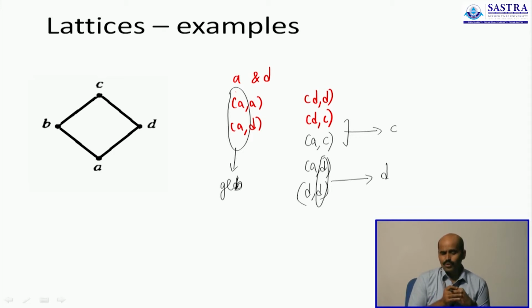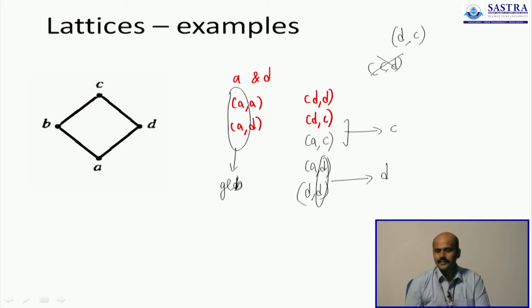Therefore, you will see that both C and D are upper bounds for both A and D. Both C and D are upper bounds. Now among these two, one must be the least upper bound, and that has to be the element D, because you find only the pair DC but not CD. You don't find CD, you only find DC.